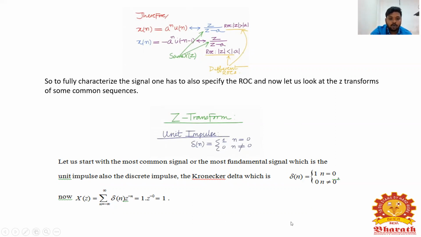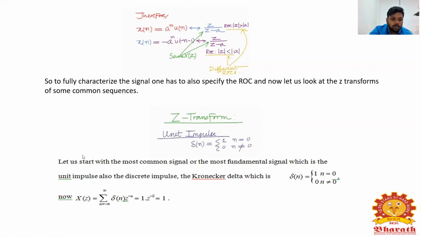So let us start with the most fundamental signal, which is the unit impulse, also the discrete impulse, the Kronecker delta, where delta of n is equal to 1 for n equal to 0 and 0 for n not equal to 0. Now X of z is equal to summation n equal to minus infinity to infinity of x of n z power minus n. So here we have a unit impulse, delta of n, which we substitute. If I substitute a unit impulse, I will get X of z equal to summation of delta of n z power minus n, which is equal to 1.